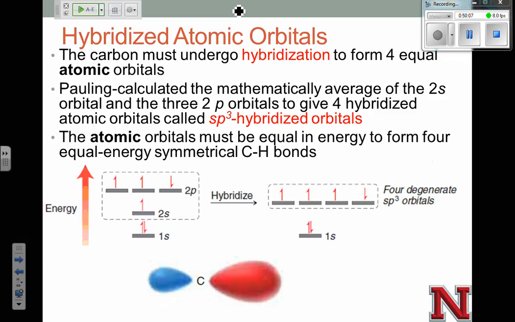What we say when we describe this: instead of talking about more P character, we talk about S character. This one has little S character. There's only one S for 3 P orbitals. So it looks more like a P.